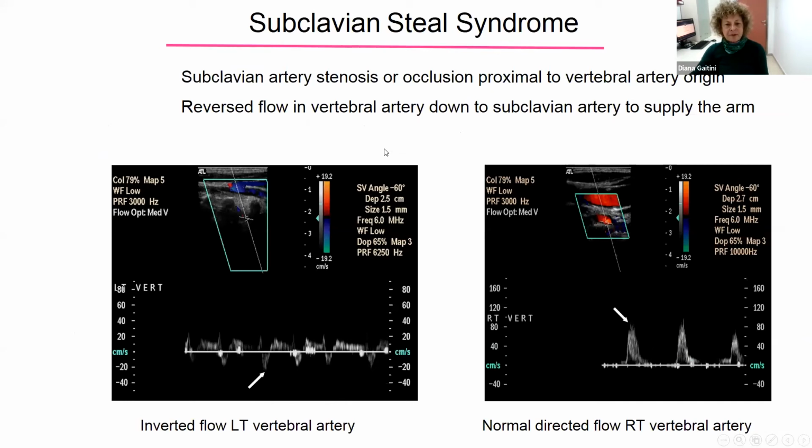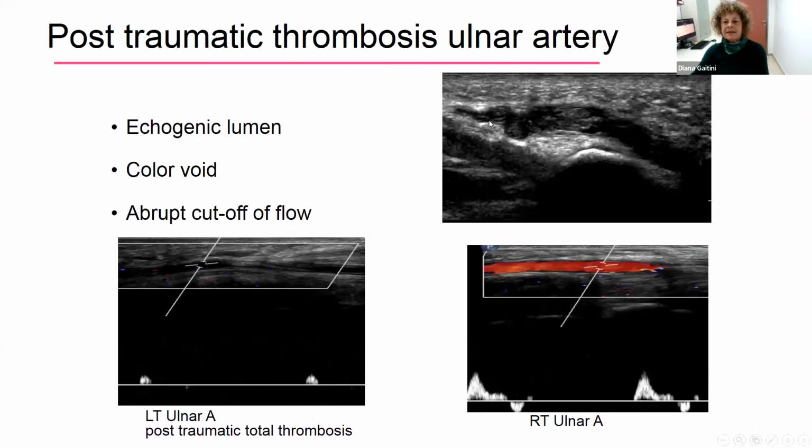Subclavian steal syndrome is due to a stenosis or occlusion in the subclavian artery proximal to the vertebral artery origin. And so we will have in the vertebral artery a reversed flow in comparison to the normal flow on the other side, because the vertebral artery is supplying flow to the arm. This is a case of post-traumatic thrombosis of the ulnar artery with an abrupt cutoff of flow compared to the other side and a color void.